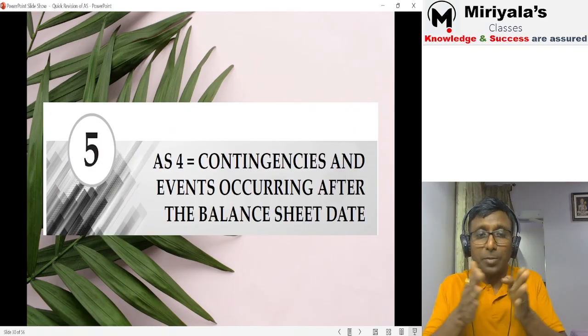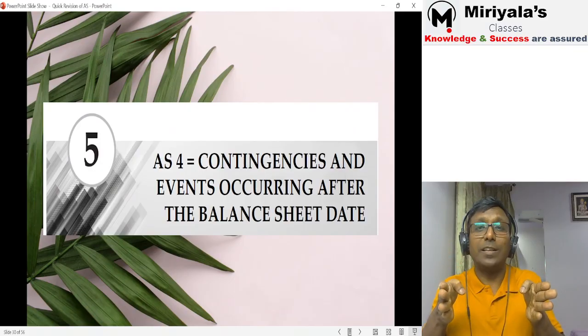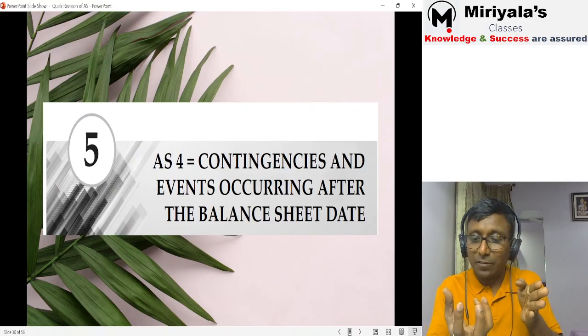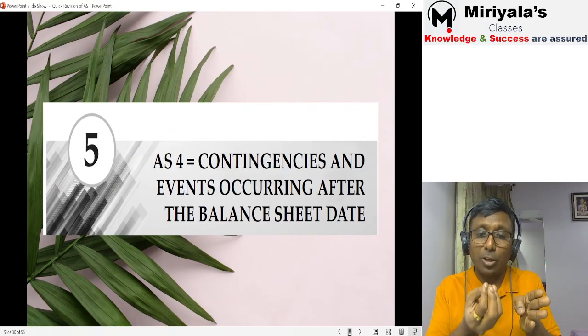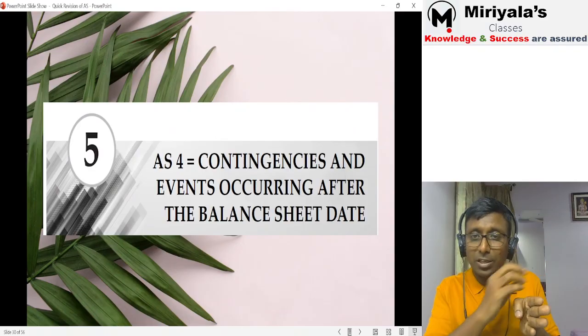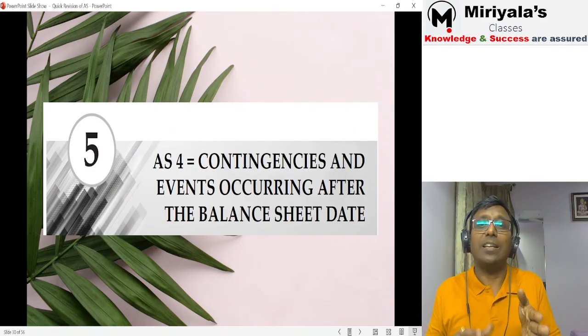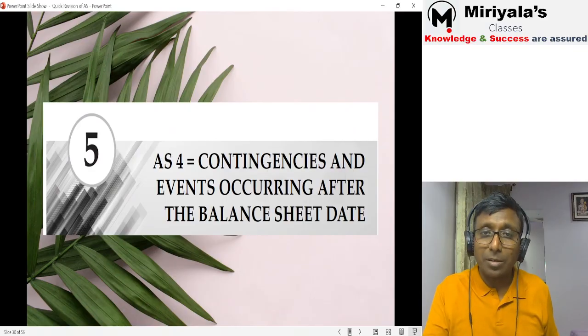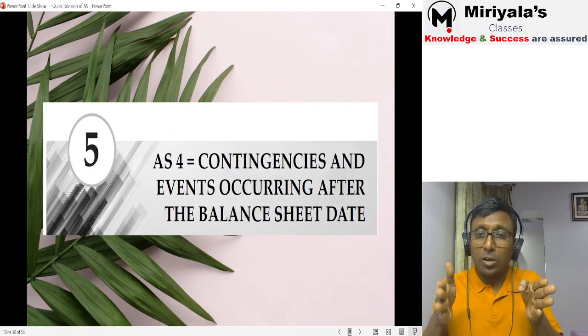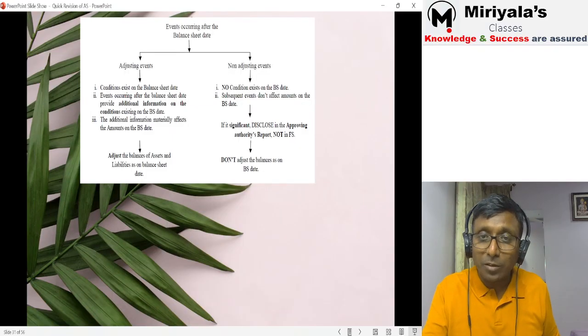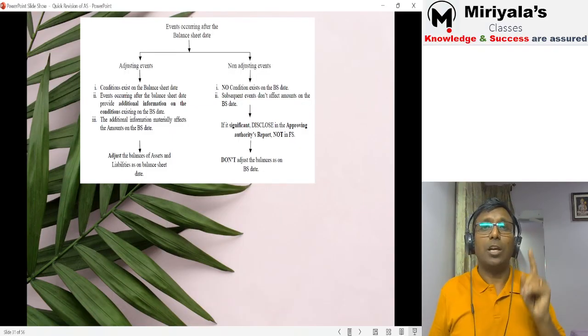For the events between 31st March and the board of directors' approval, whatever significant events happen, are you going to adjust them in the last financial year or are you going to take them in the current year? These activities are supposed to be divided into two kinds: one is adjusting events, the next is non-adjusting events.